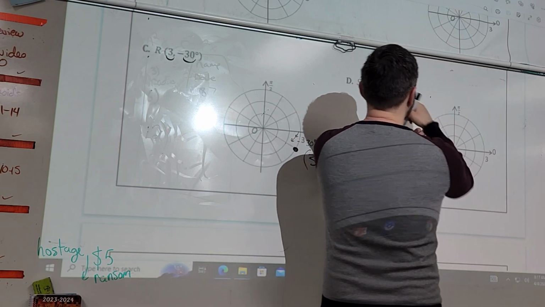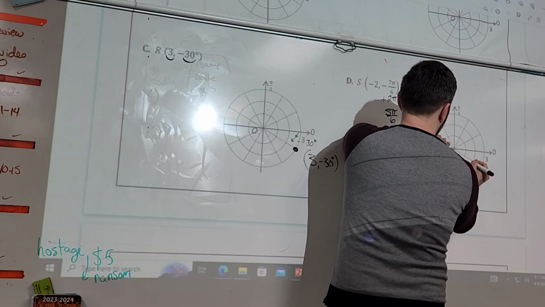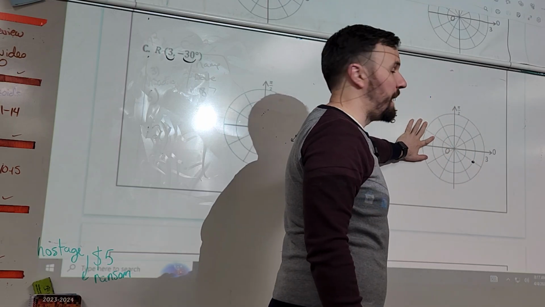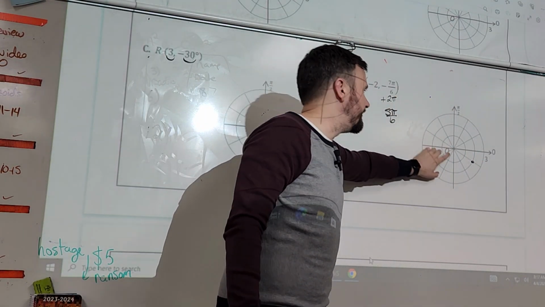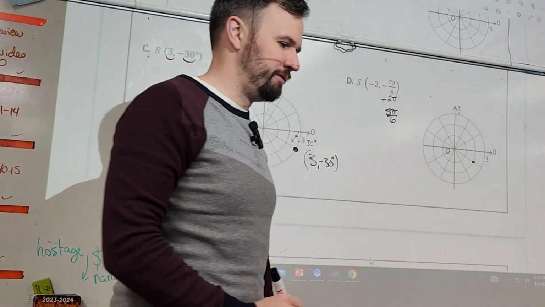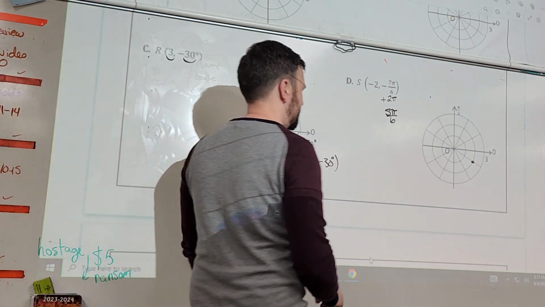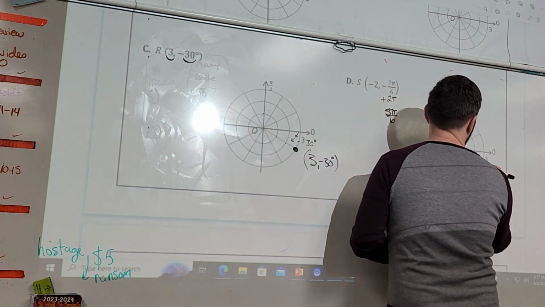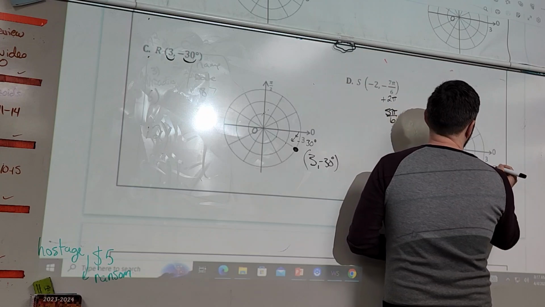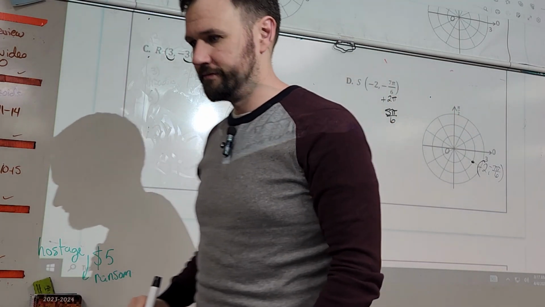Now my radius is -2. So instead of going this way, I'm going to go backwards 2. Right? Because that'd be +2, but I want -2. Okay, it's kind of like dilations. I don't know if we did a lot of that in geometry, sorry. All right, but that's my point. (-2, -7 pi over 6).